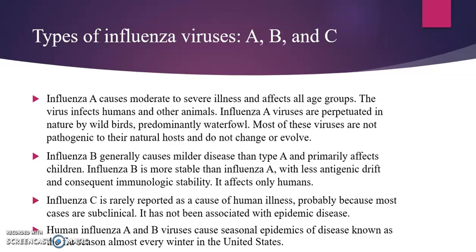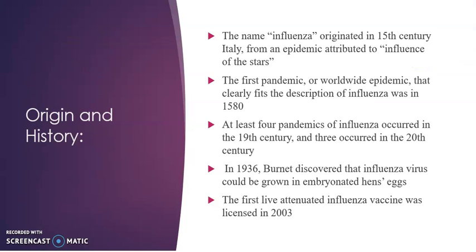Influenza B generally causes milder disease than type A and primarily affects children. Influenza B is more stable than influenza A, with less antigenic drift and consequent immunologic stability. It affects only humans. Influenza C is rarely reported as a cause of human illness, probably because most cases are subclinical. It has not been associated with epidemic disease. Influenza A and B viruses cause seasonal epidemics of disease in humans, known as the flu season, almost every winter in the United States.